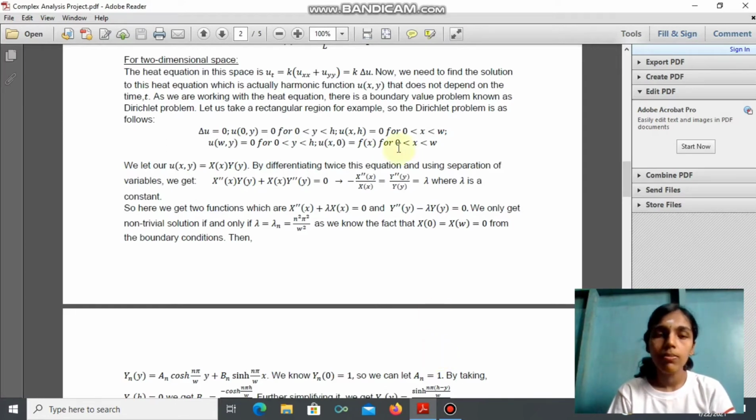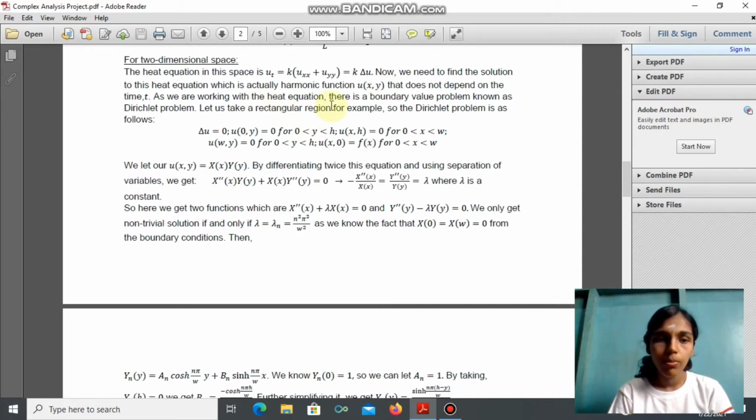For two-dimensional space, we have the heat equation which involves both x and y. So the heat equation becomes u_t equals k (u_xx plus u_yy), where this u_xx plus u_yy can be written as delta u. And the solution for this equation could be obtained, which is actually the harmonic function u(x,y) that doesn't depend on time. And for this heat equation, there is a boundary value problem known as the Dirichlet problem. For this, we should have a region, and here we take a rectangular region as an example.